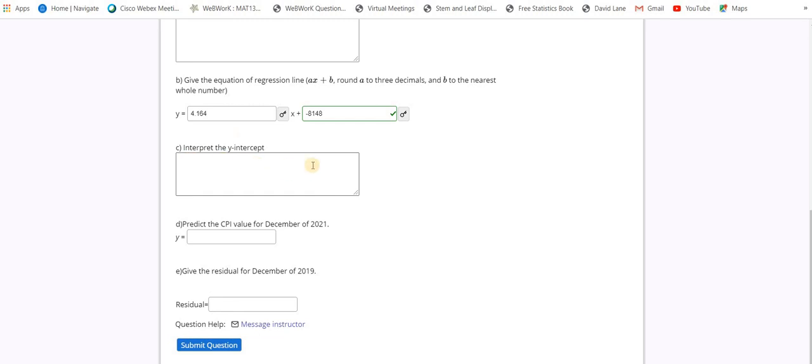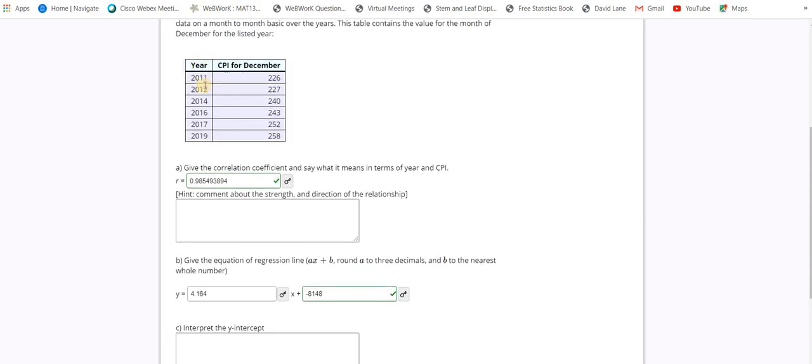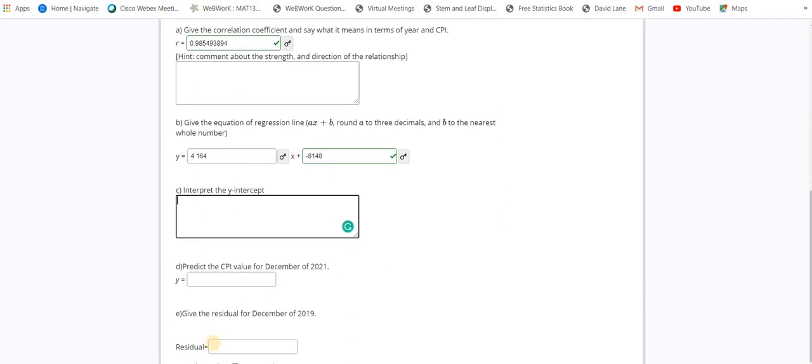We want to interpret the y-intercept. So what does this y-intercept mean? X represents the year. So if I say the year is 0, that is not going to make any sense. So I'm going to say here, there is no interpretation for the y-intercept because the value for x equals 0 doesn't make any sense. Because what is year 0, right? We don't have any CPI when the year was 0. It doesn't make any sense in the context, and as a result, we're not going to interpret it.